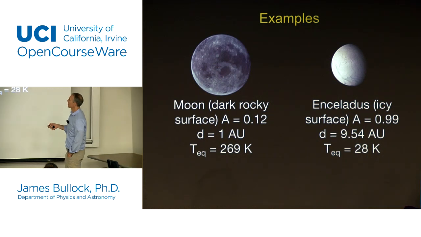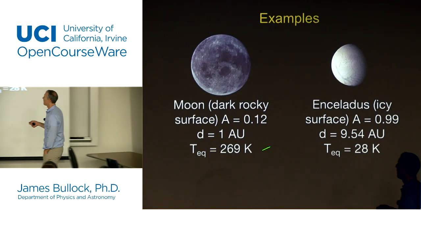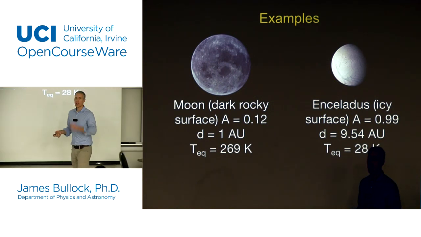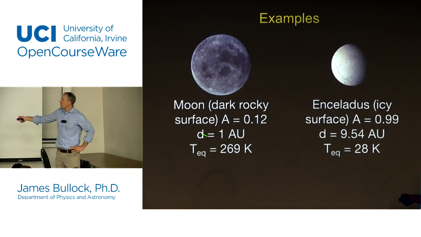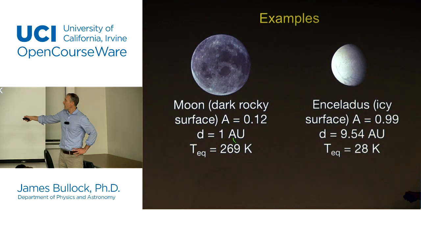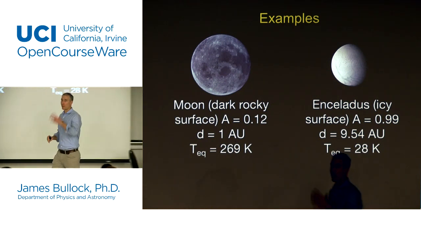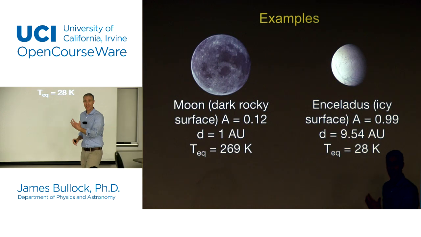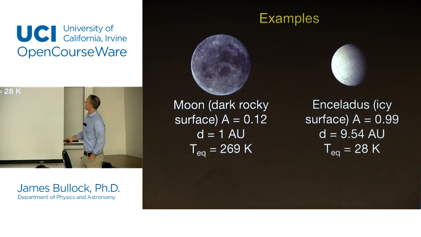So here's some examples. Here's the moon. The moon has basically no atmosphere. It has a reflectivity, an albedo, of 0.12. That is, it's not that reflective. It's absorbing most of its light. Its distance from the sun is again about the same as that of the Earth, 1 AU, and its equilibrium temperature is about 270 degrees. That's roughly the average temperature of the moon. Now the day side and the night side of the moon turn out to be drastically different temperatures. But on average, this is a pretty good temperature for the moon.